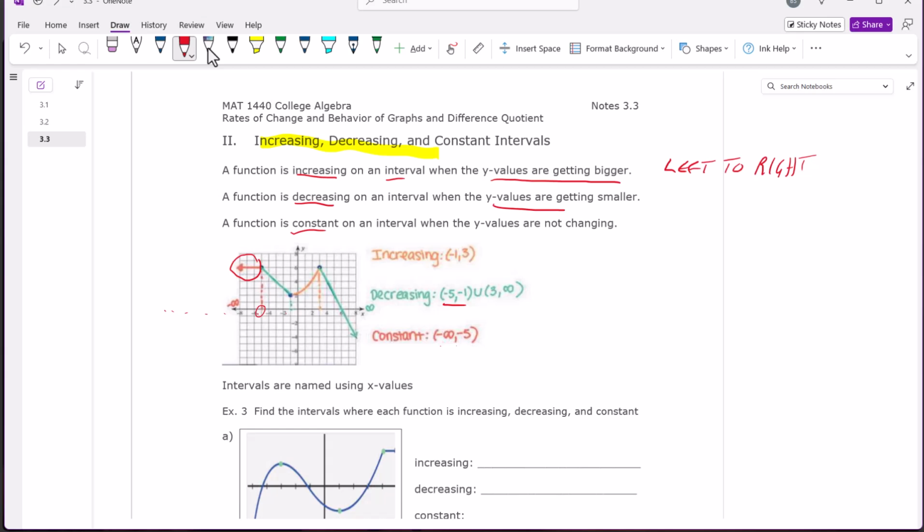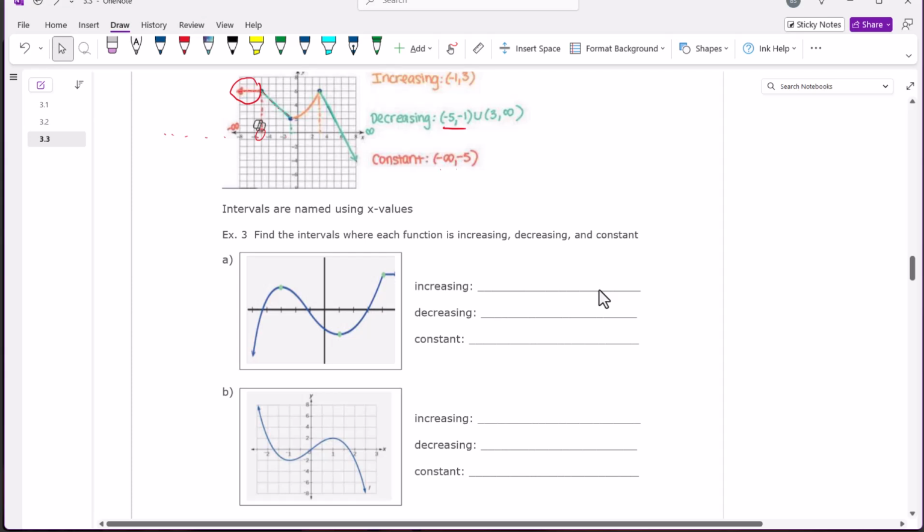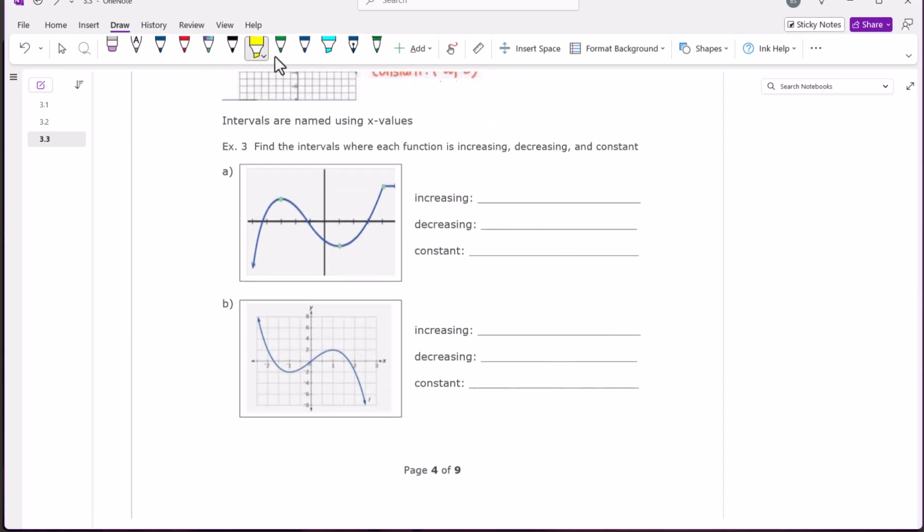So when you're constant, the y values are the same. When you're decreasing, the y values are getting smaller. You're going down a roller coaster. When you're increasing, it's like you're going up a roller coaster. The y values are getting bigger. And we're always doing that from left to right. Okay, so let's work out a couple of things here.